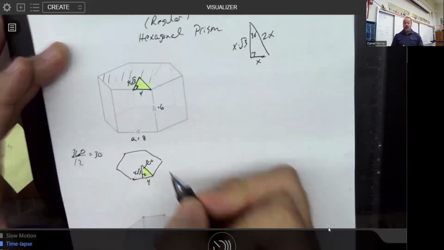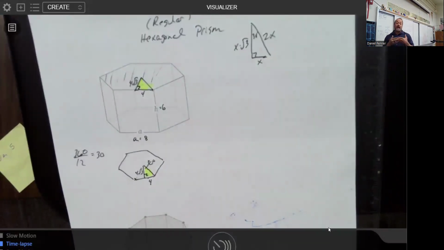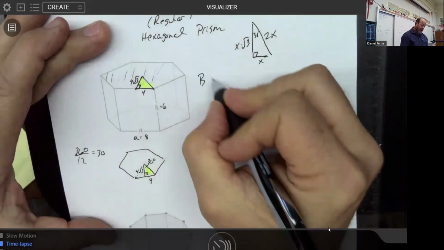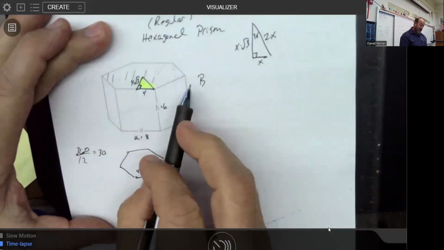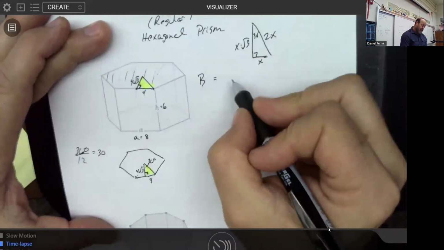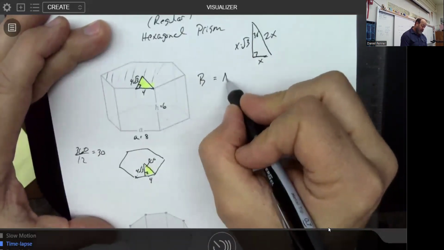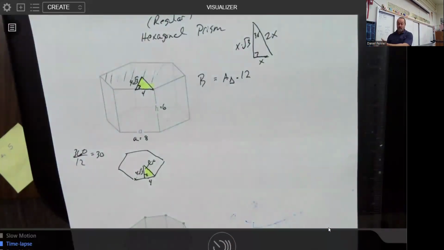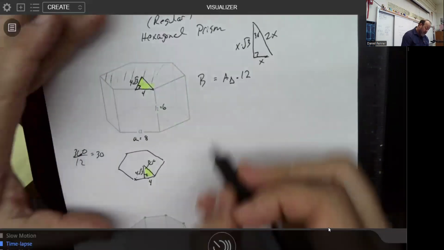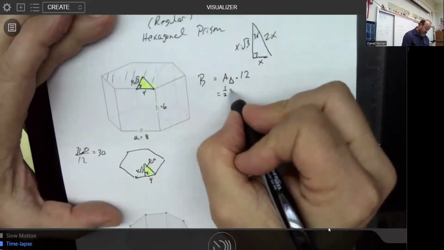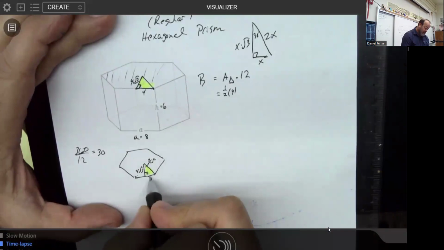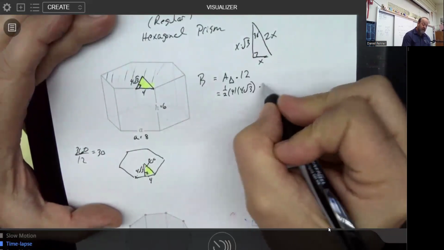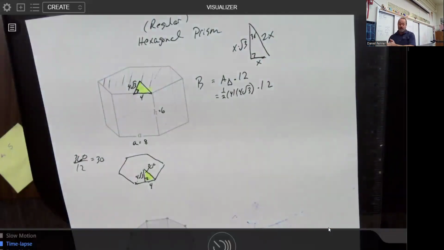Now, again, what I want to do is start by finding the area of the base. So let's find the area of the base, which is the area of this big hexagon right here, which remember is really the area of the triangle multiplied by 12 since we have 12 such triangles. But the triangle itself is 1/2 its base, which is 4, times its height, which is 4√3. And again, we're still going to multiply by 12 because we have 12 such triangles.